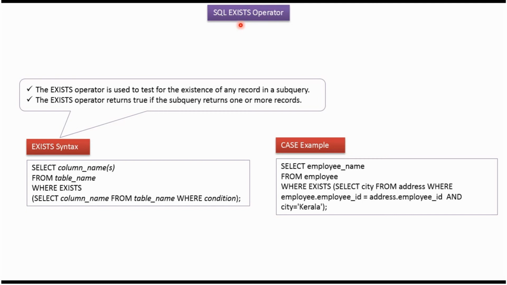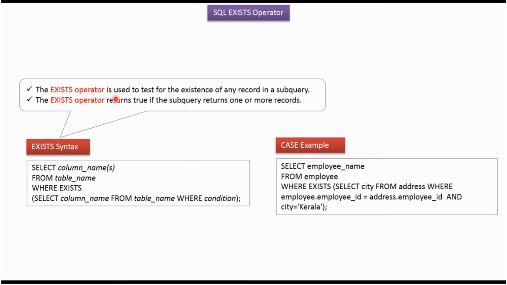In this video tutorial I will explain the SQL EXISTS operator. Here you can see the syntax of the EXISTS operator: SELECT column names FROM table name WHERE EXISTS and the subquery.